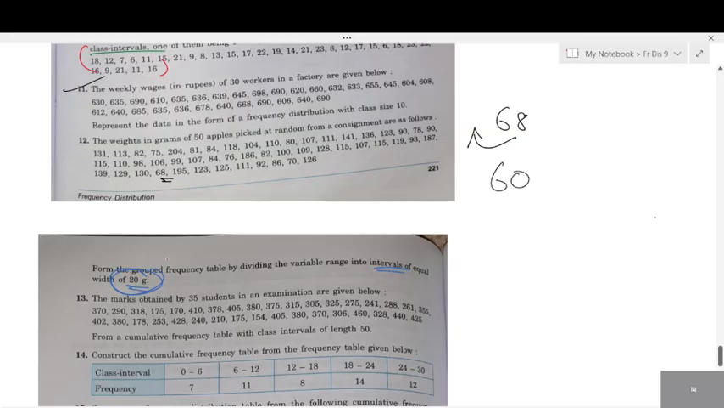Start with 60. And what is the difference they have told? Difference is 20. 62, what do you have to write? 62 to 80. 80 should be repeated. 80 to 100. 100 will be repeated. 100 to 120. Up to what number will you have to write?